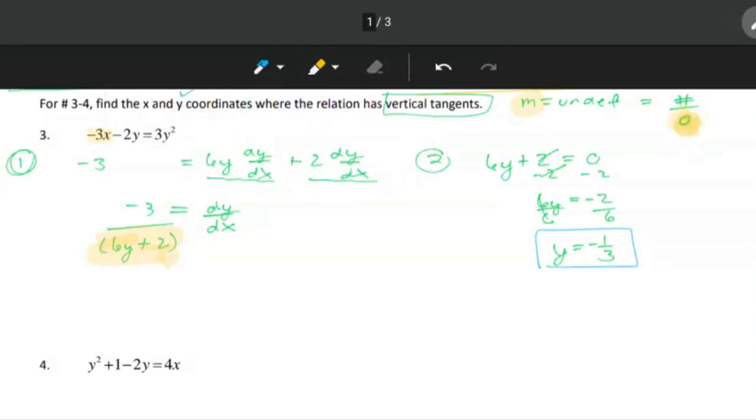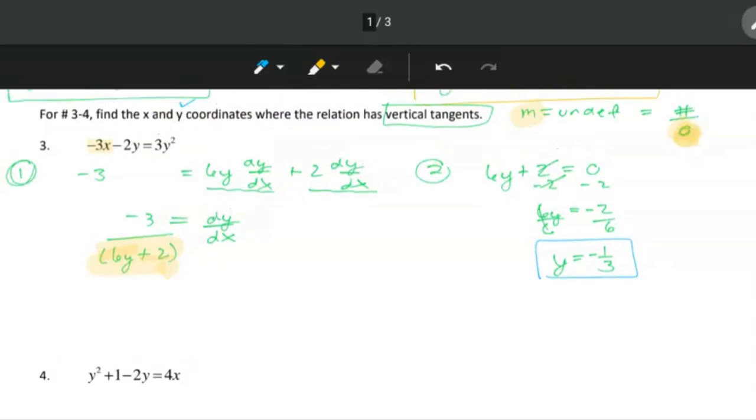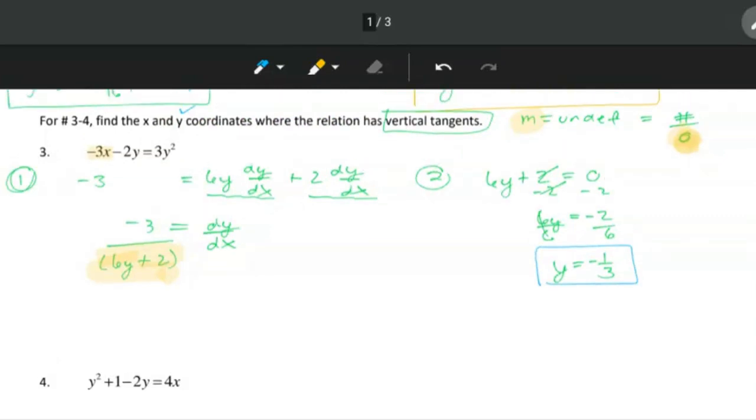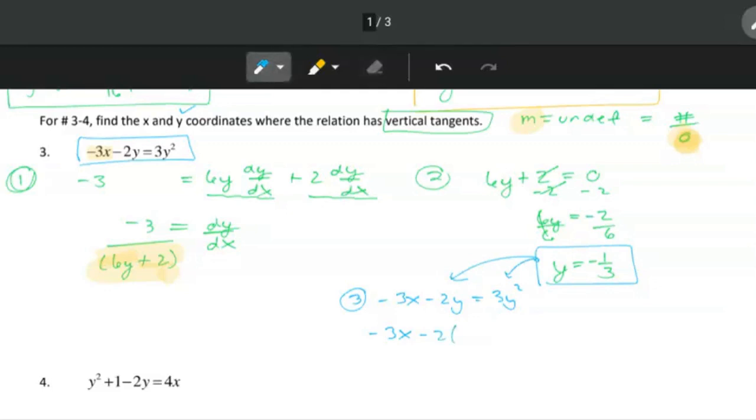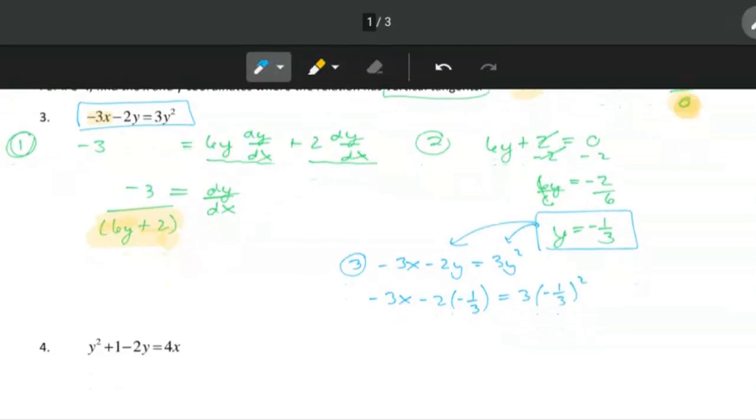We need the x coordinate now. So to find the x, you always plug the y back into the original. So we're going to take this original right here. It is -3x minus 2y equals 3y squared. And we have to plug our y value in for both of these y's. So -3x minus 2 times -1/3 equals 3 times -1/3 squared. All right, and we got to solve for x.